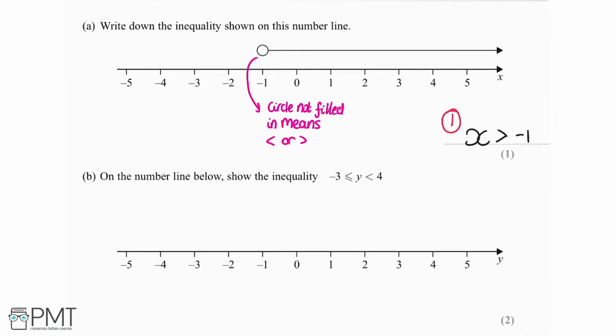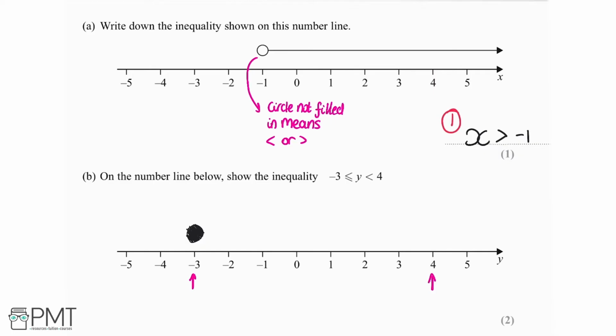Now for part B, we need to, on the number line, show the inequality y is greater than or equal to -3 and less than 4. So let's find -3 here and 4 up here. So it's going to be greater than or equal to -3. So we need to do our circle here, but we need to fill it in, because that essentially says that it could also be equal to -3.